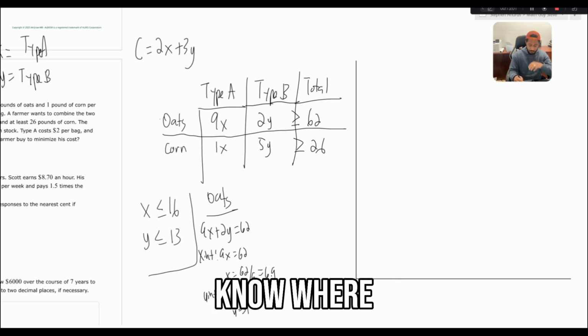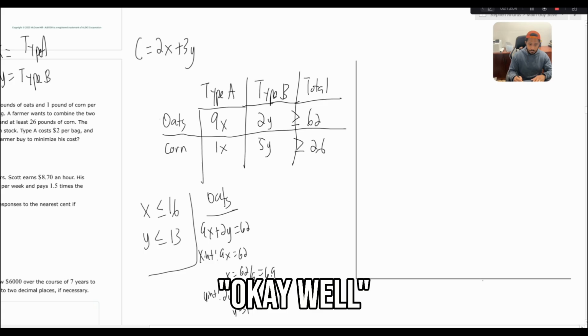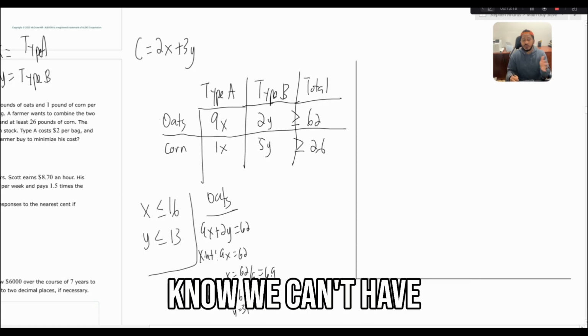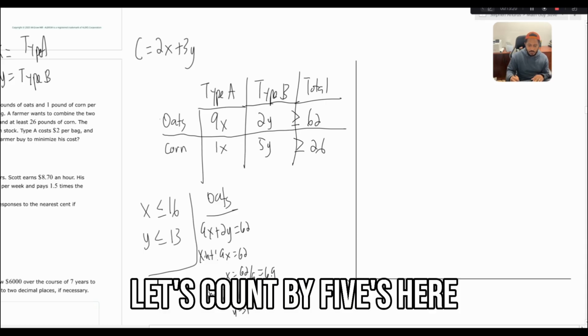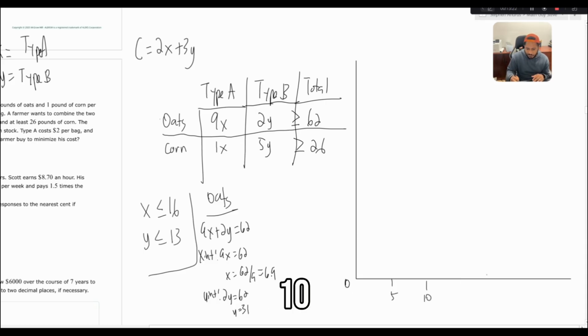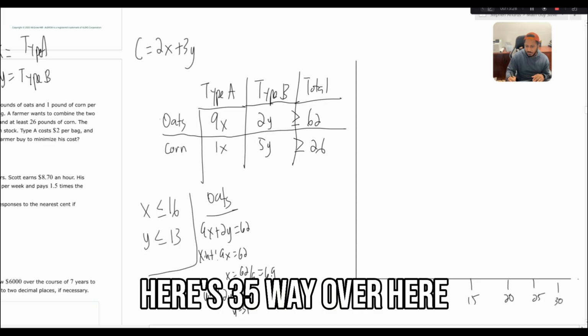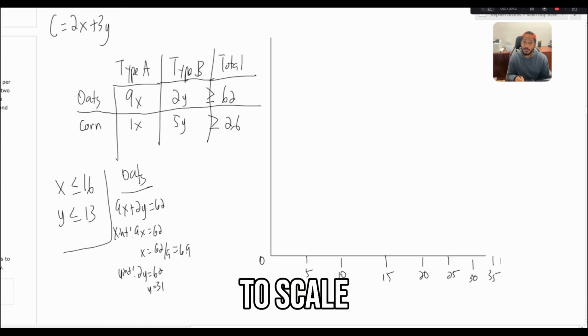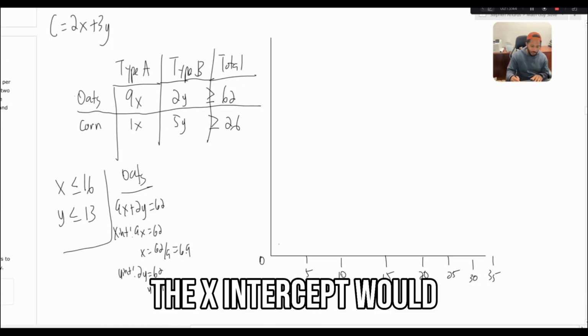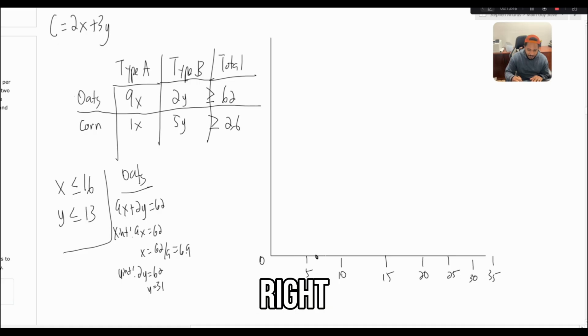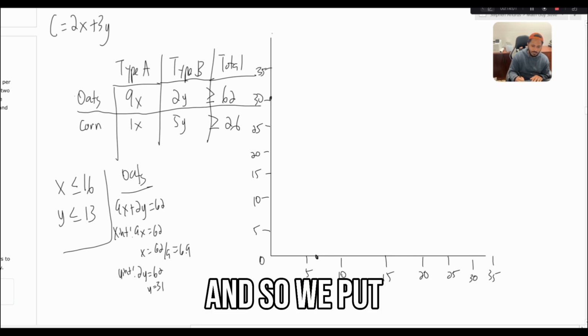If I graph those, let's count by 5s. Here's 0, and we're in the first quadrant because we can't have negative bags. So 5, 10, 15, 20, 25, 30, here's 35. My graph isn't to scale. The x-intercept would be here, and the y-intercept, 10, 15, 20, 25, 30, 35, would be here. And so we put a line through them.